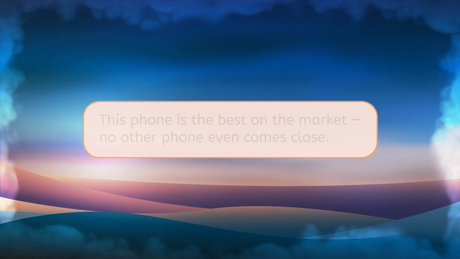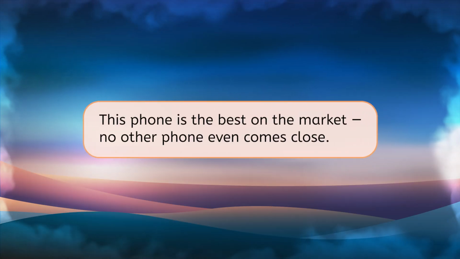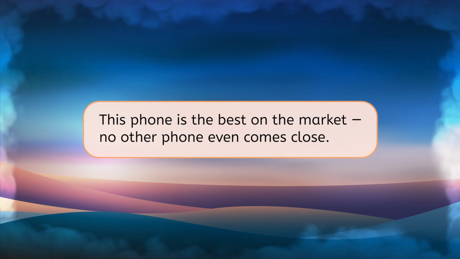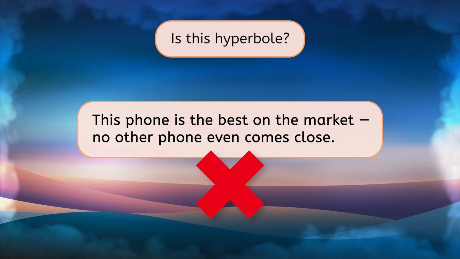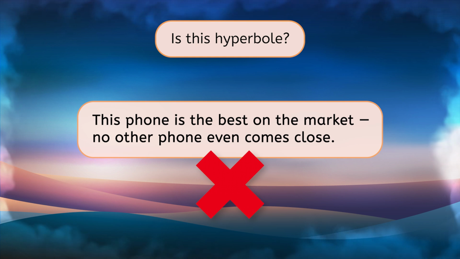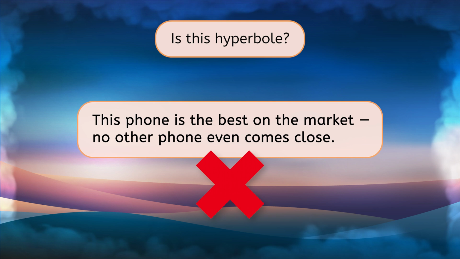All right, let's see if you can spot the hyperbole in these examples. First up, this phone is the best on the market. No other phone even comes close. Is this hyperbole? Is this exaggeration so extreme it can't be true? Not quite. This is just a basic exaggeration. If it seems like it could be possible, it might not be hyperbole. Hyperbole is a big exaggeration that's made on purpose.